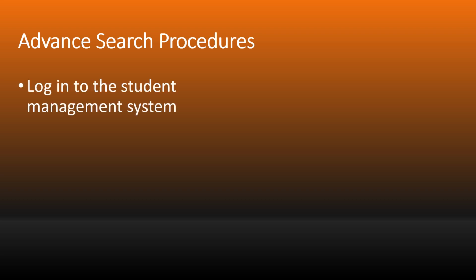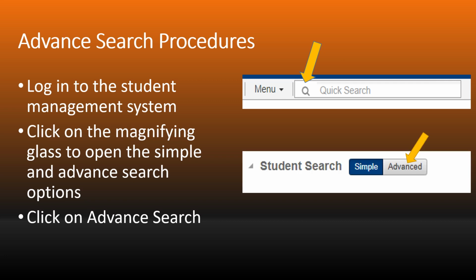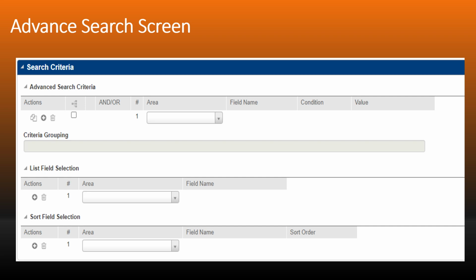Prior to submitting Cycle 4, EC programs can create an advanced search, which can be exported to Excel to assist them in ensuring the information is accurate in the student management system. First, log into the student management system. Second, click on the magnifying glass to open the Simple and Advanced Search options. Then click Advanced Search. A picture of the Advanced Search screen is provided on the slide.